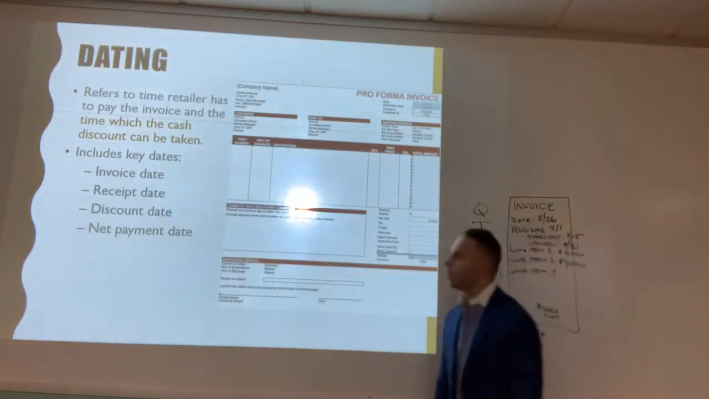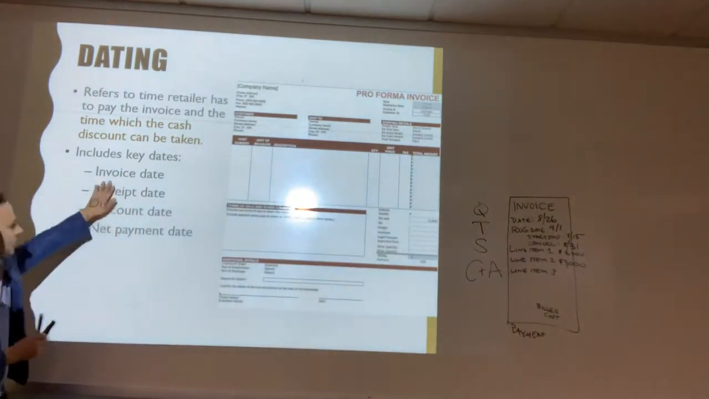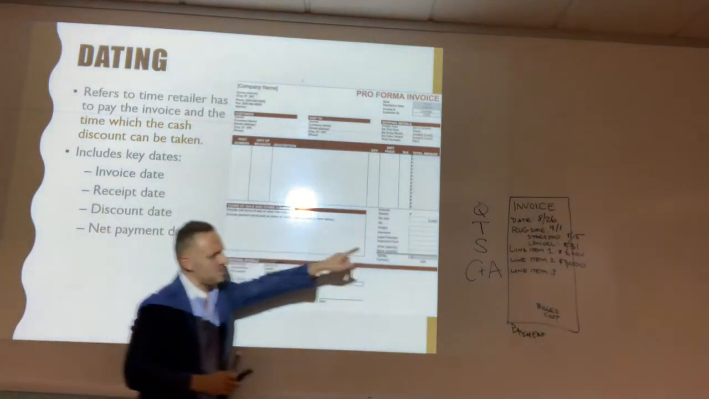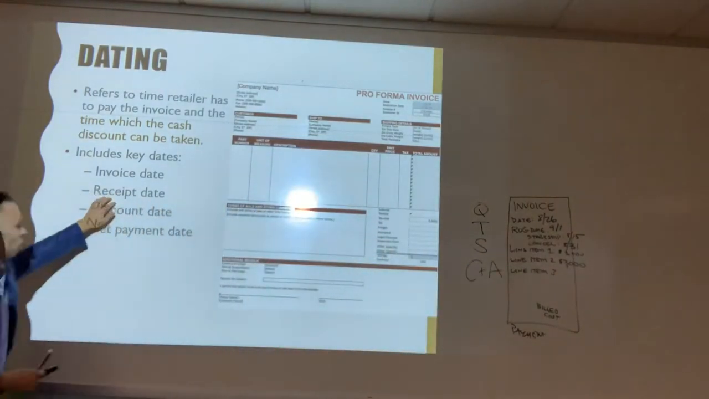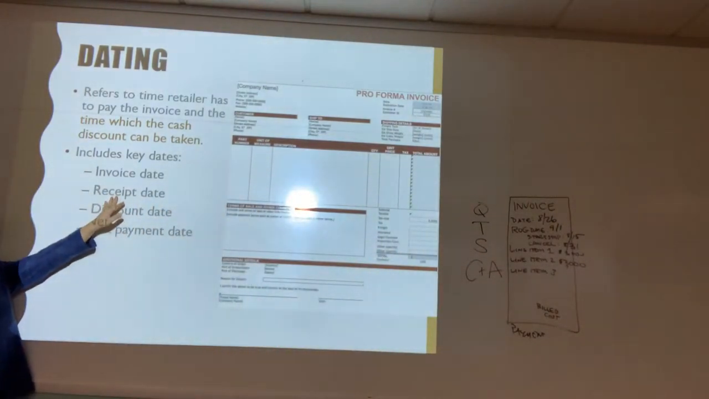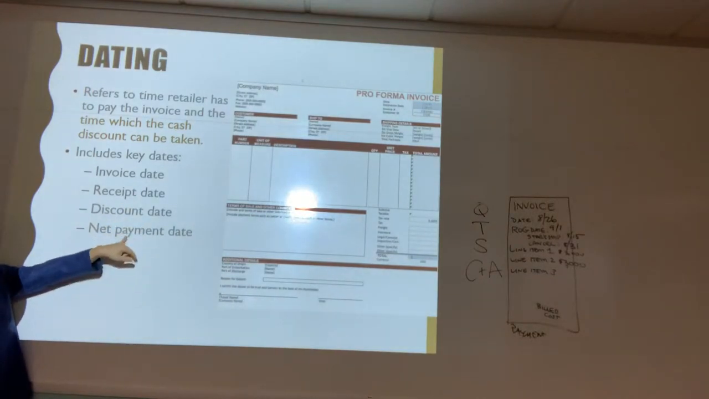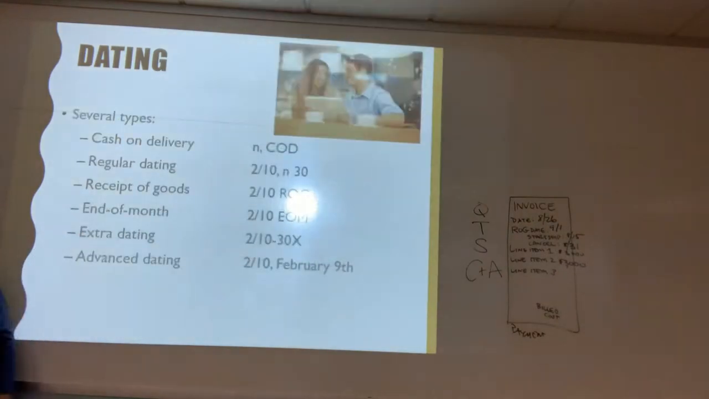And by the way, bless you, we just went over all this stuff earlier, so we understand our invoice date, the date on the invoice, right? Usually the date that the invoice is generated, okay? Receipt date is the day the goods are received by the distribution center. The discount date is the last day we can pay the bill in order to take the cash discount. And then the payment date is the day we can pay. And these are not always the same, okay? We're going to get to some practice problems in one second.